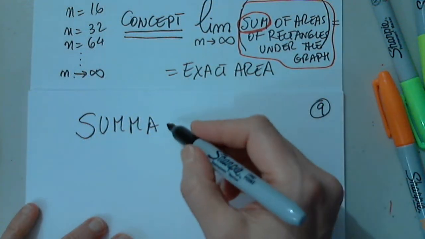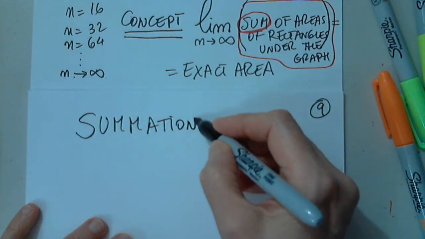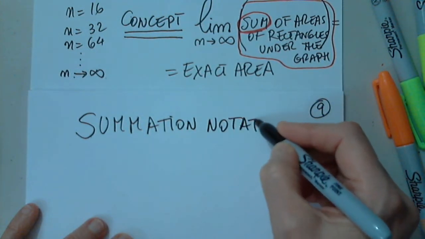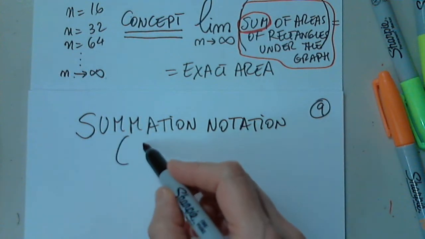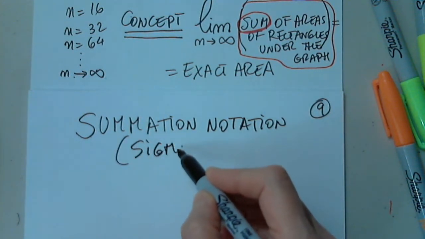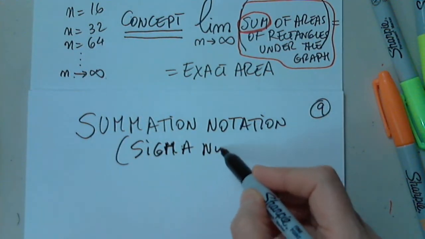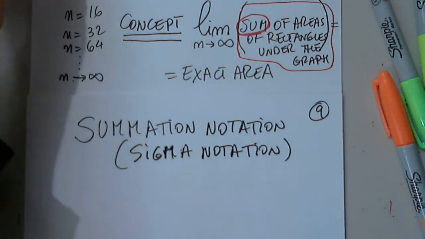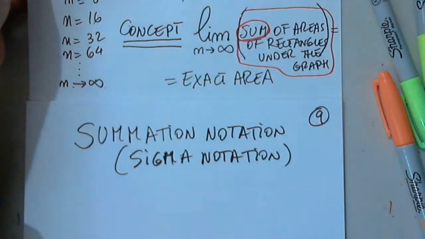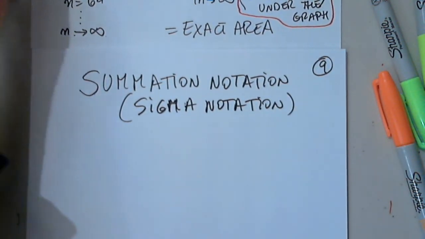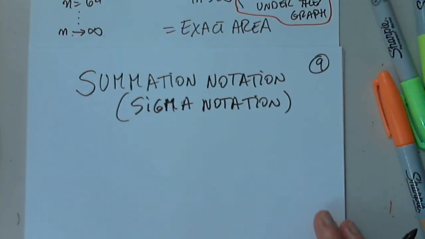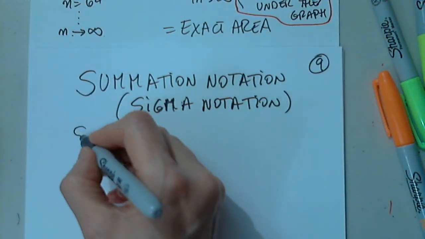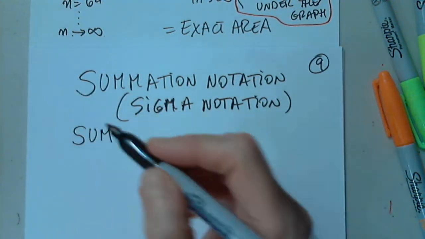Okay. Summation notation, also called sigma notation. So let's talk about this because I need it now to put it in the limit. Okay. So the summation notation is basically a sum.